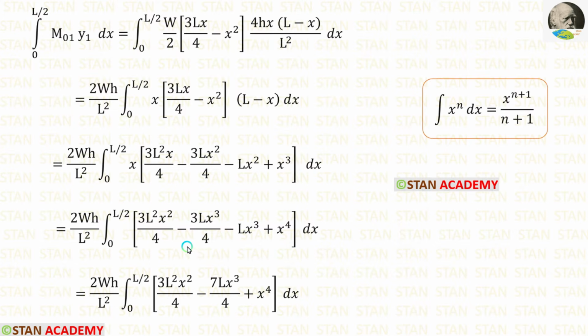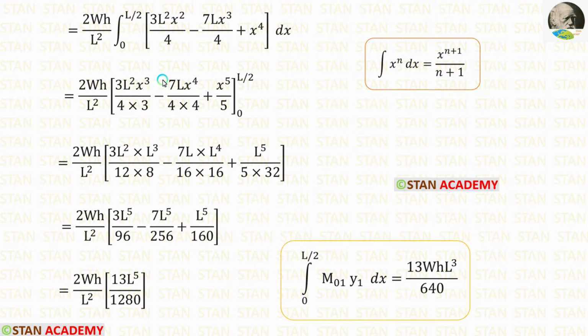Then we can use the calculator. Minus 3 by 4 minus 1. We will get minus 7 by 4. Then we can go for integration. We know the formula for the integration. Integration of x power n dx is equal to x power n plus 1 by n plus 1.